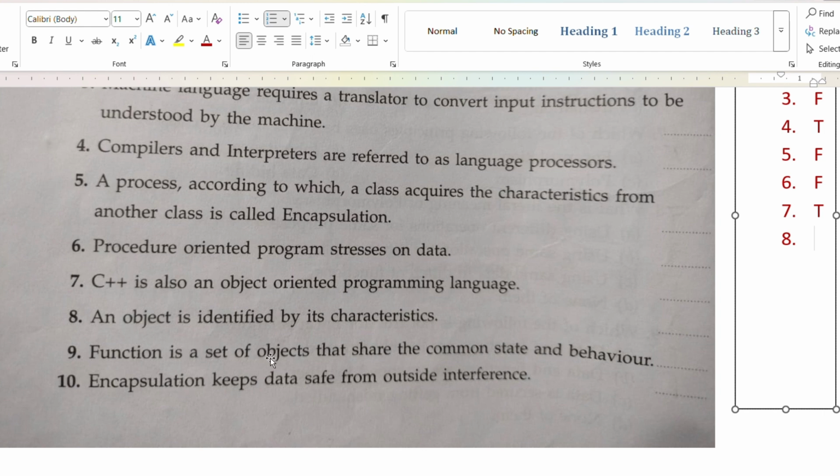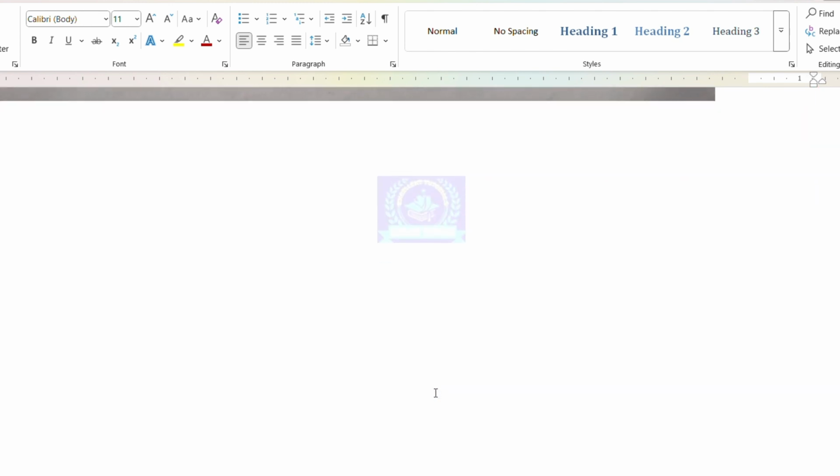8. An object is identified by its characteristics. True. Reason. Objects have state, data, and behavior, methods. Their identity comes from characteristics. 9. Function is a set of objects. False. Reason. A class is a set of objects, not a function. 10. Encapsulation keeps data safe from outside interference. True. Reason. Encapsulation means data hiding, protecting data from external access.